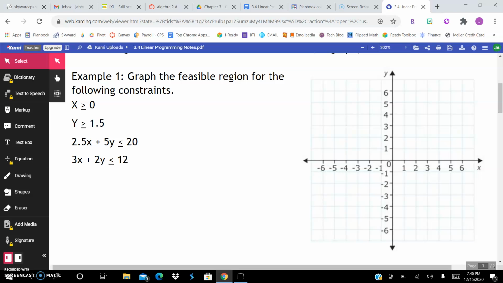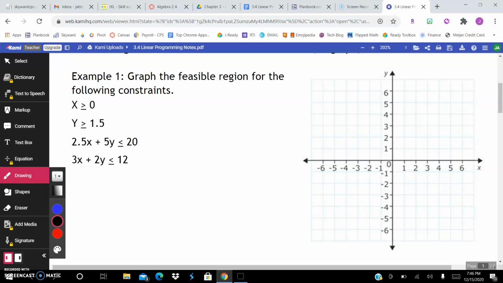The first one is x is greater than or equal to 0. So on the x-axis, we are going to put a dot at 0. And then, if x equals 0, y can be anything. So we are going to have another point up there somewhere, anywhere on the y-axis. Our inequality symbol is underlined, so we are going to connect this and make it a straight, solid line.